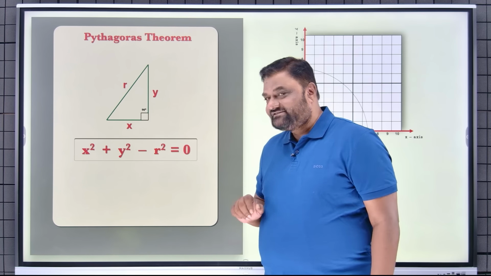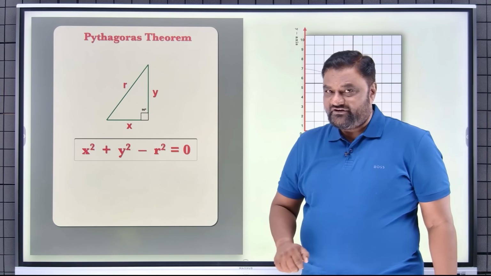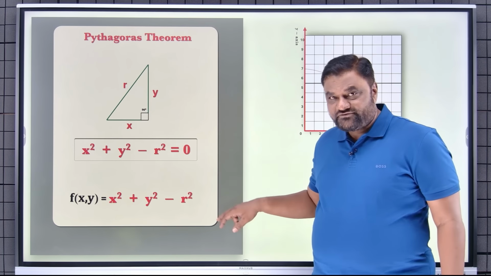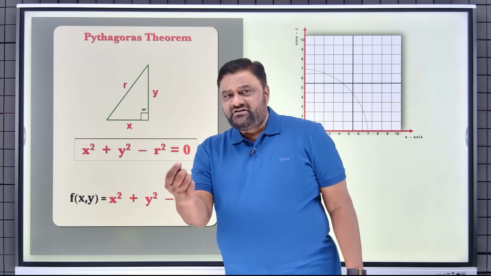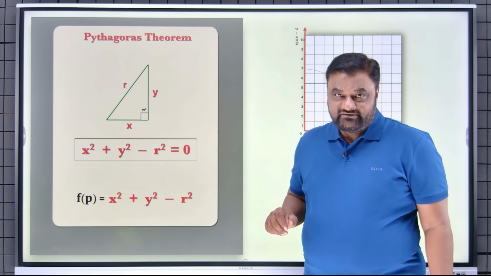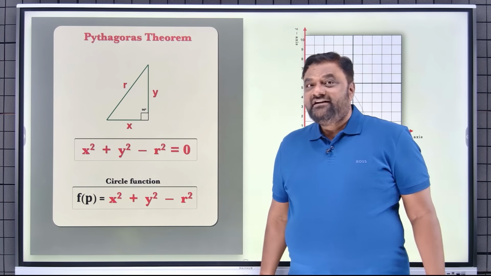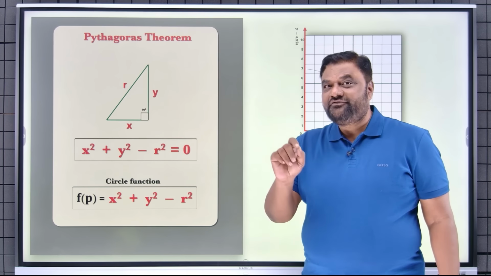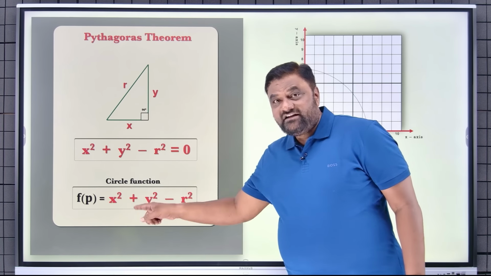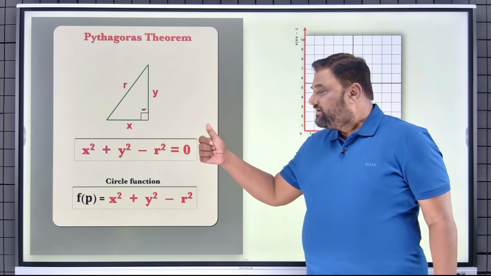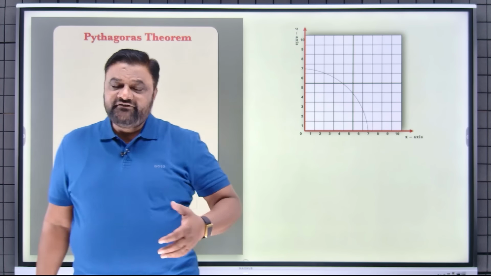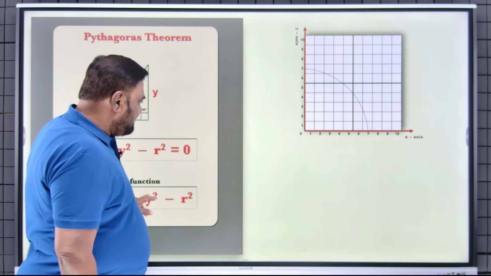Now with this, we can form a function out of it. So we'll keep it here and call this a function f of x comma y is equal to so and so. Now instead of saying x comma y, we can call it a point. So let us make it p. F of p is equal to this equation of Pythagoras. Now this becomes our circle function. Function for a circle. Any point on the circumference of the circle, you put that x comma y and the radius, the answer should be 0. It should be 0. Yes. Now by using this, we will go ahead with Bresenham. So let us keep this function here.